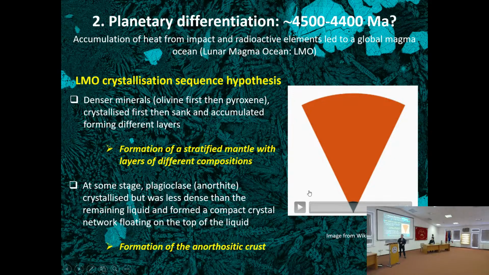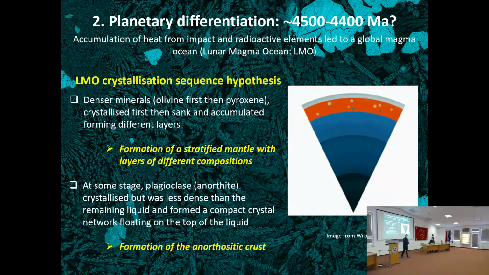Can you play it again, please? So, olivine, pyroxene sinking into the liquid, forming different layers of different composition. At some point, plagioclase, anorthite, starts to crystallize, but it's less dense than the remaining liquid. It floats, and it will eventually form a network of crystals that will eventually form the crust of the moon, the anorthositic crust.